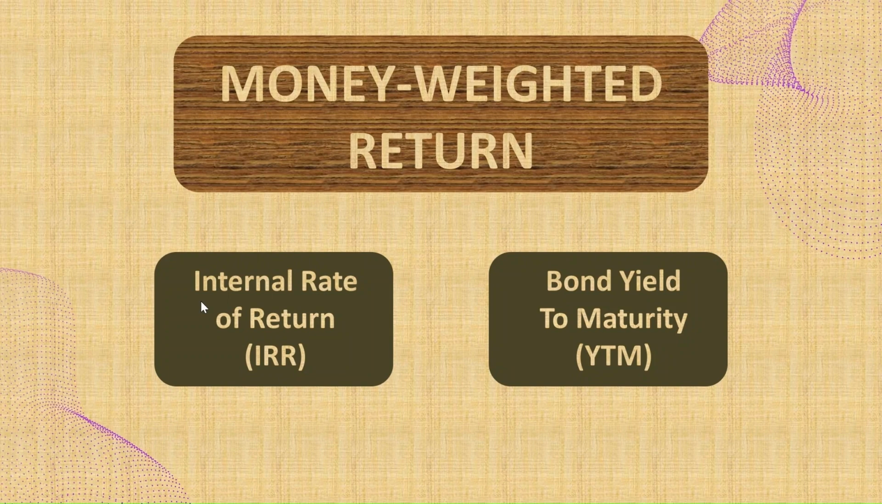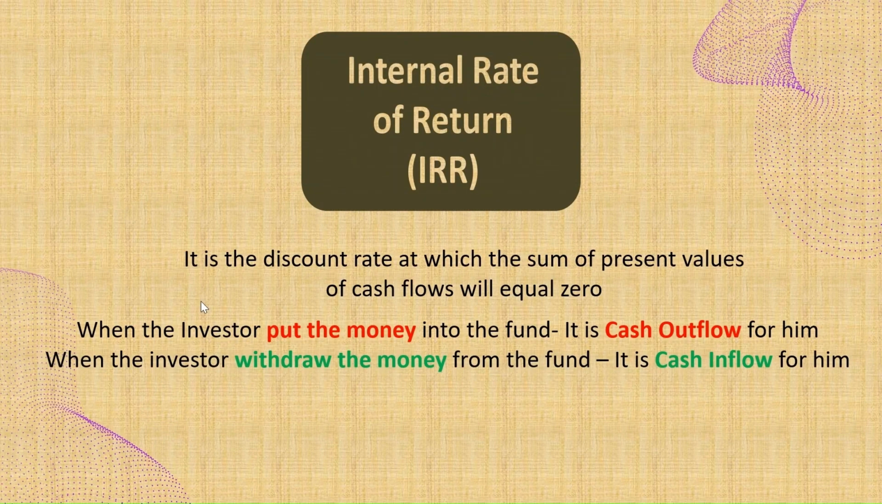Now let us see this IRR. IRR is the discount rate at which the sum of present value of all future cash flows will be zero. Here, we need to consider the fund flow from the investor's perspective. When the investor puts the money into the fund, it is a cash outflow for him because he is investing, he is paying from his pocket. So that is a cash outflow for him. When the investor withdraws the money from the fund, it is coming to him. So it is a cash inflow for him.